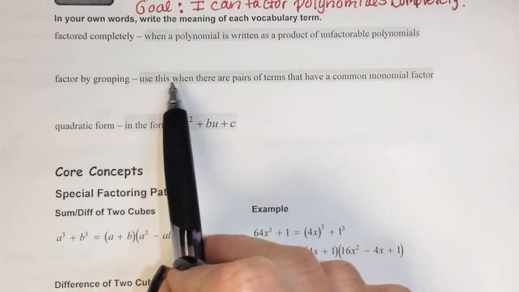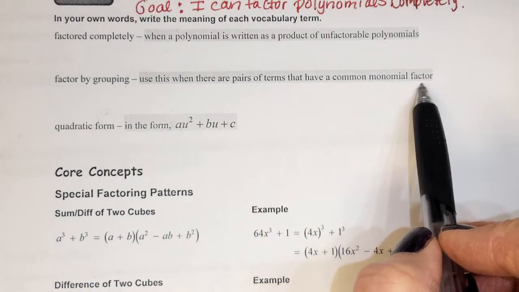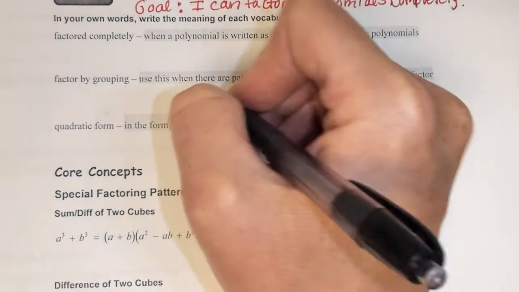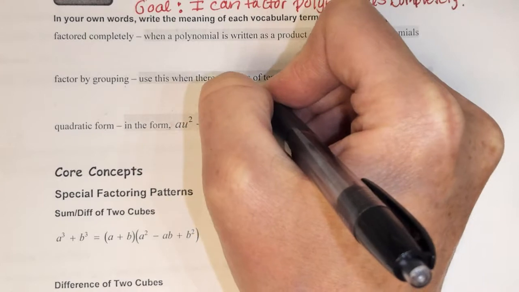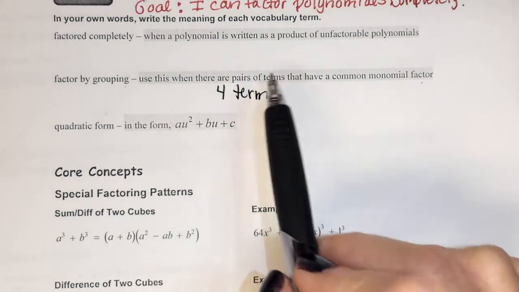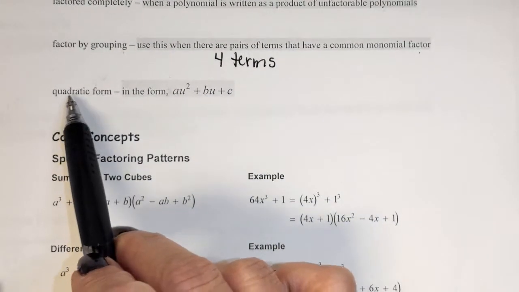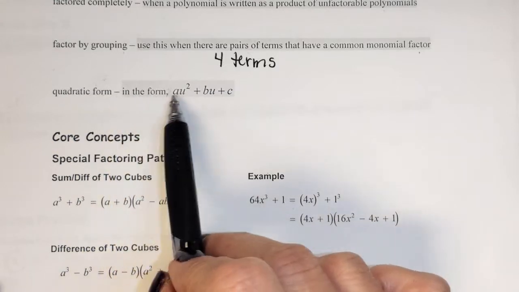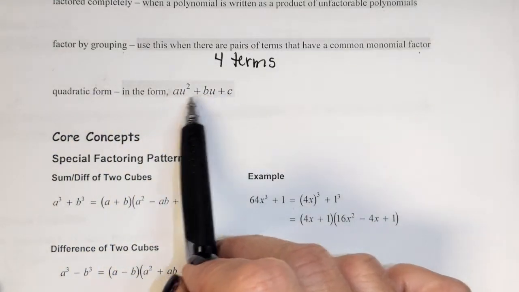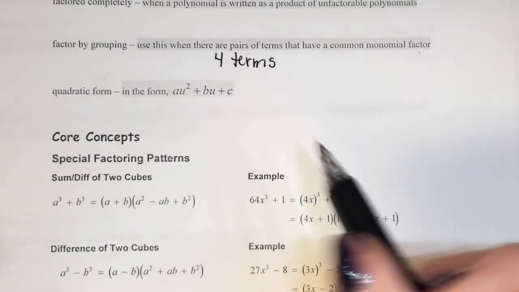Factor by grouping. We use this when there are pairs of terms that have a common monomial factor. That sounds a little complicated, but factoring by grouping is going to happen when we have 4 terms. And then we're going to put them into pairs, and we're going to go further with it. The last type we're going to be looking at is when we have something that's quadratic in form. We have au squared plus bu plus c. So instead of having x's, we have something that's like a u value.